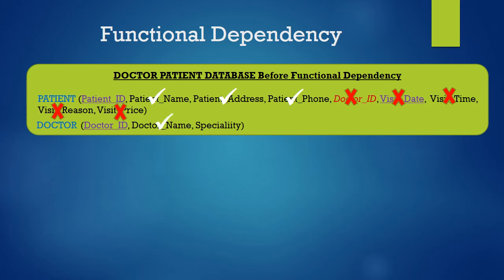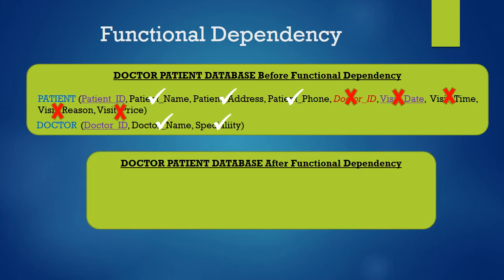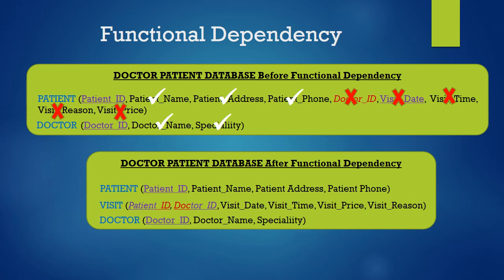Lastly, we examine the doctor table. Is the doctor name directly related to the doctor ID? Yes. And is the specialty directly related to the doctor ID? Again, the answer is yes. That means that the doctor name and specialty are in the correct table and are dependent on the doctor ID. Therefore, after functional dependency, we have the patient table as you see here, the visit table, and then the doctor table. Now all tables are functionally dependent on their primary key.